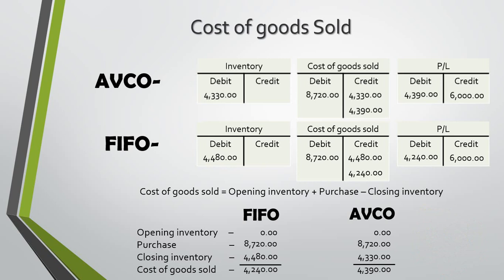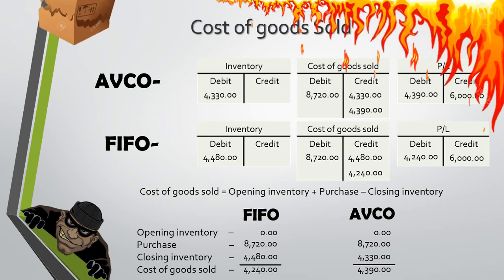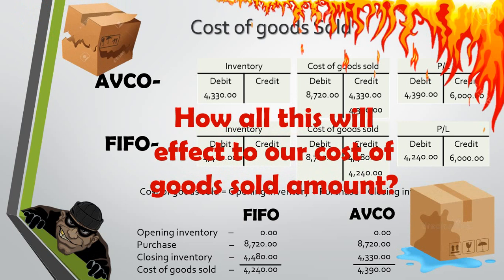All these examples were given with a good scenario for the business, but there could be some unexpected events like robbery, fire in the store, an accident in the internal transfer, or any other damage. In this case, the book quantity of goods will differ from the actual quantity. How will all this affect our cost of goods sold amount?